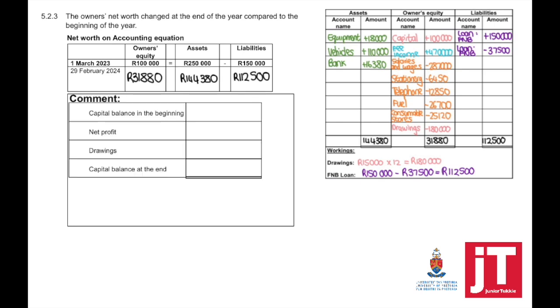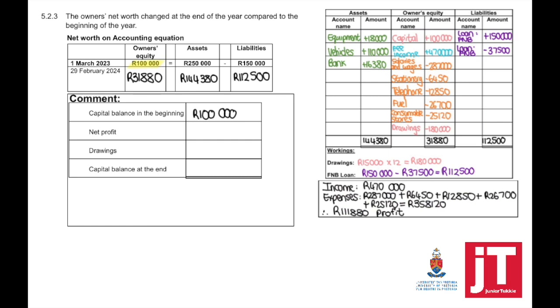Assets minus liabilities equals our net worth. So now we need to comment on this. And another way to calculate your net worth is, what is our capital balance in the beginning? Our capital balance was 100,000 plus our net profit, which we've calculated at 111,818, minus our total drawings, which we've calculated at 180,000. And that equals our capital balance at the end, which is exactly the same as what we've calculated in there. So now we need to comment on this. And when we comment on this, we need to use the figures which we've calculated.